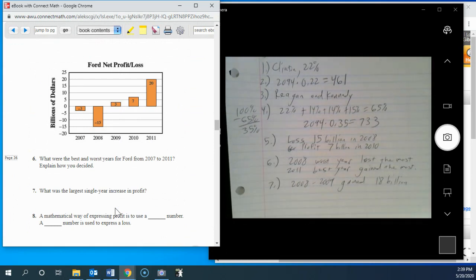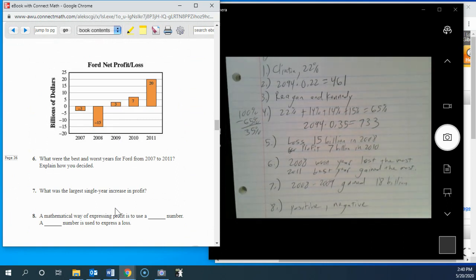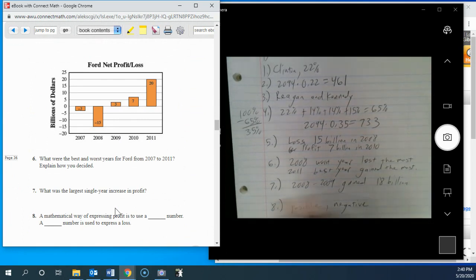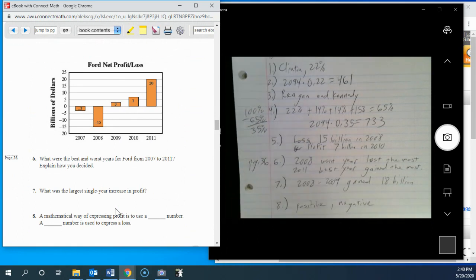Okay. And then now number 8. It says a mathematical way of expressing profit is to use a blank number. And then it'll be a positive number. And then a blank number is used to express loss. It'll be negative. And for problem 6, I should have wrote this down. This was page 36, starting with problem number 6.